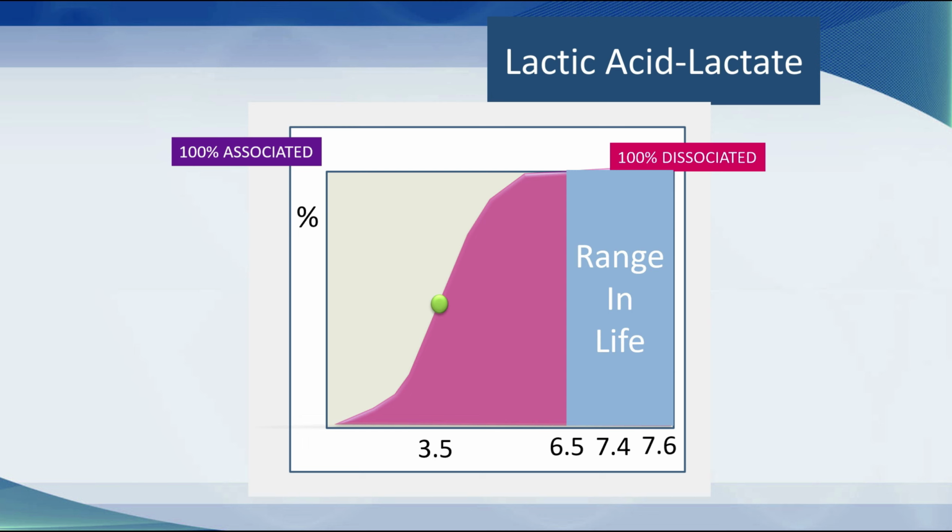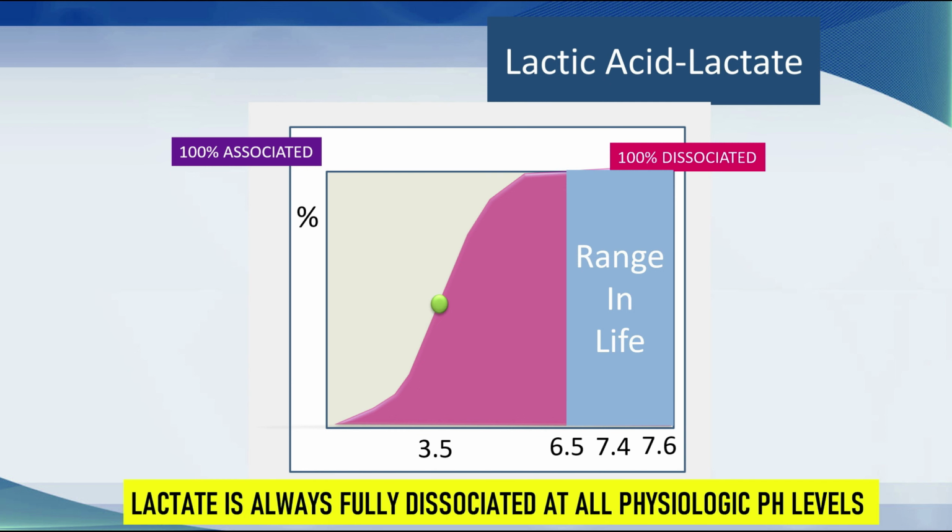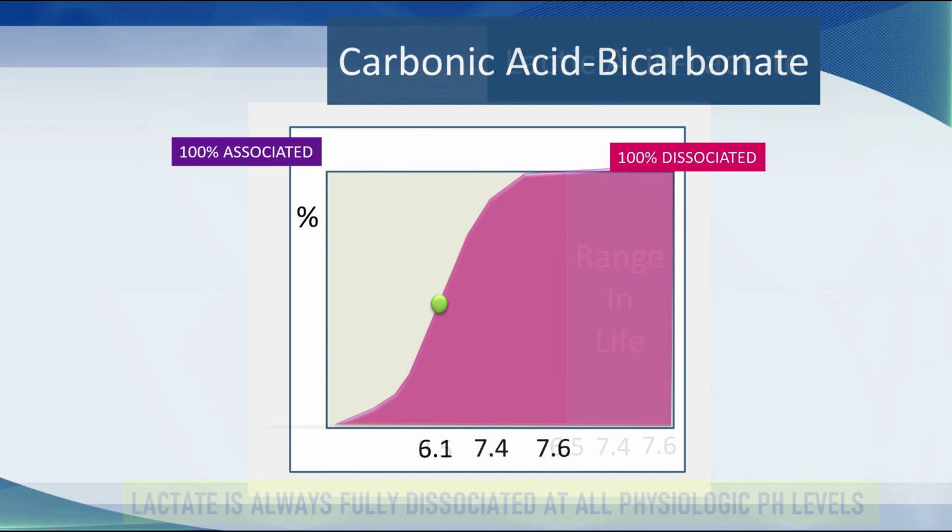Consequently, at all physiologic pH levels above this, that is the range of life, there are no lactic acid particles present. So in the human body, there are no lactic acid particles. It is all anionic lactate. It's always fully dissociated at all physiologic pH levels. So functionally, it acts as a strong acid in our body.